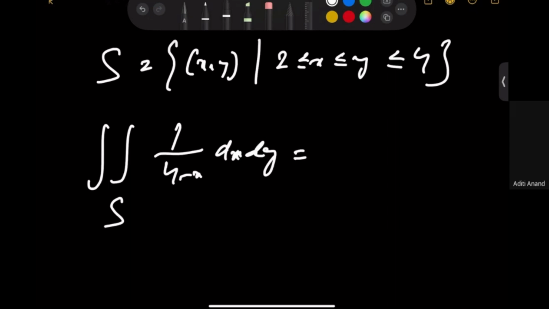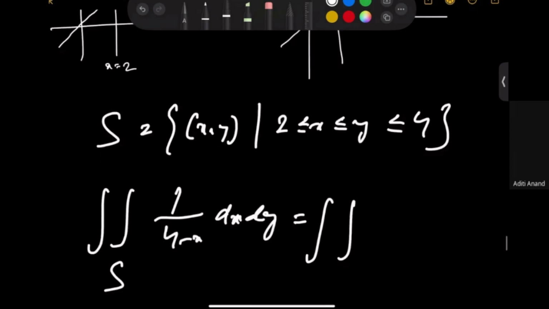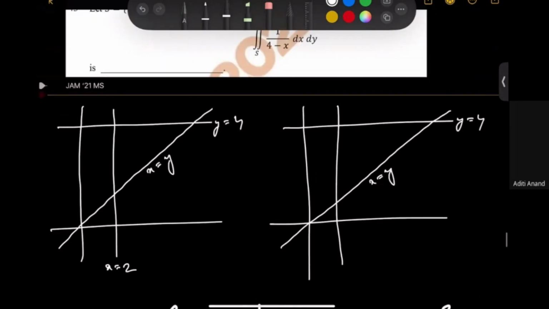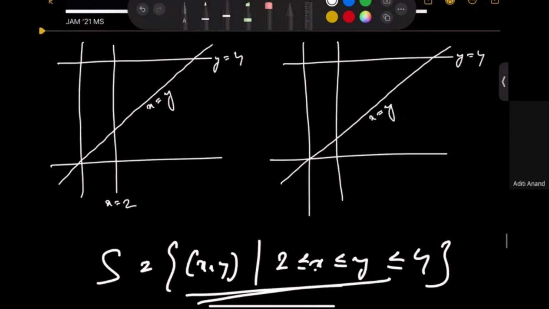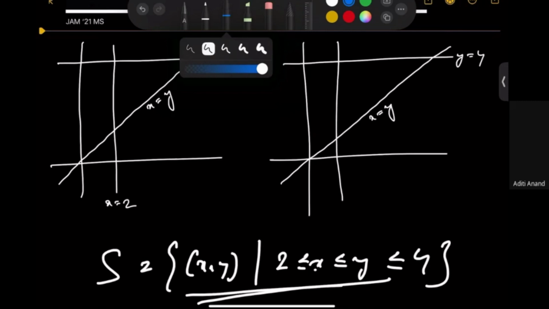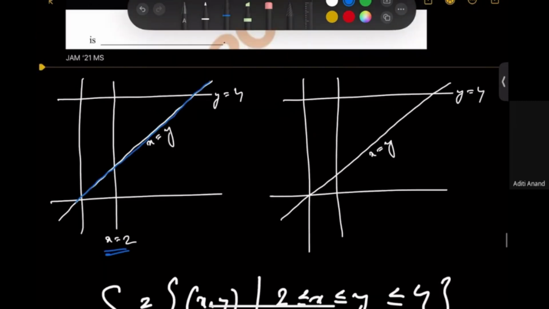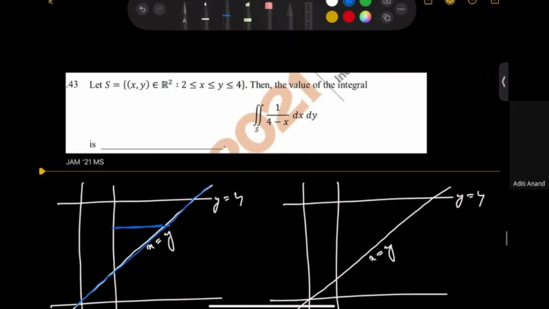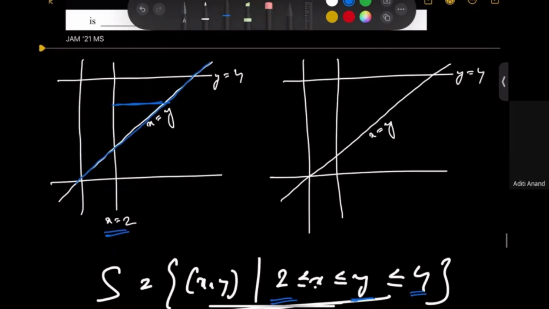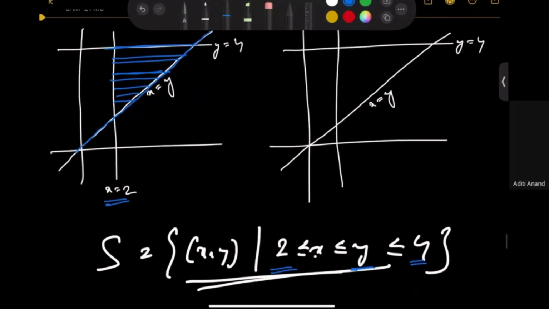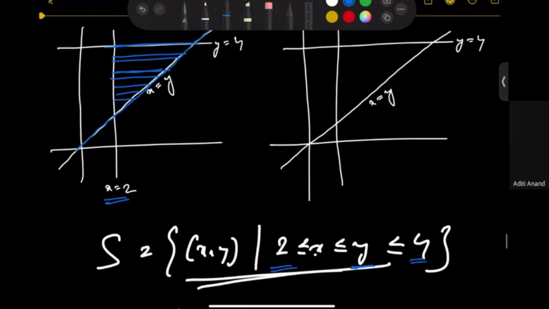So they are starting with x first and then y. How would you approach this problem, guys? The area over here which you want to integrate is this S. X lies between 2 and y. So this is x equal to 2. This is x equal to y. And y lies between 2 and 4. So this is y equal to 2. This is y equal to 4. So you have to integrate it over this region, this triangle. Can you tell me now how we can do this?